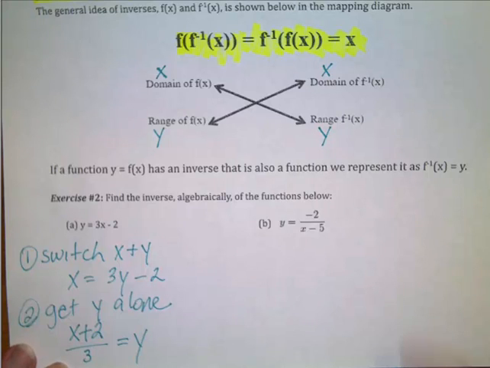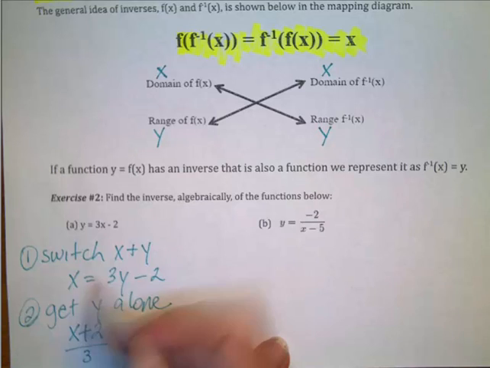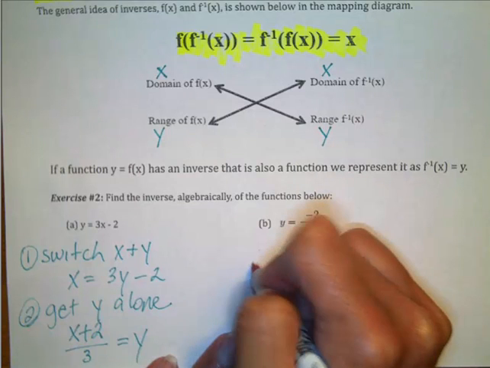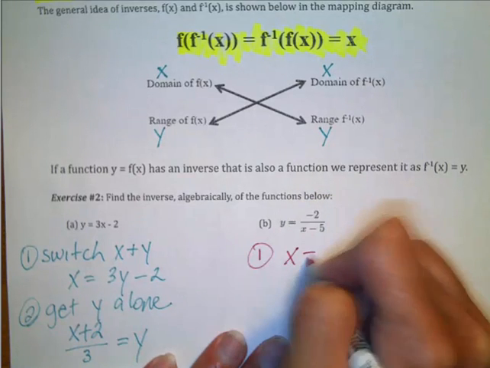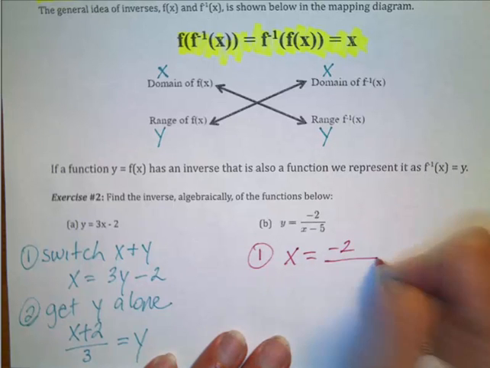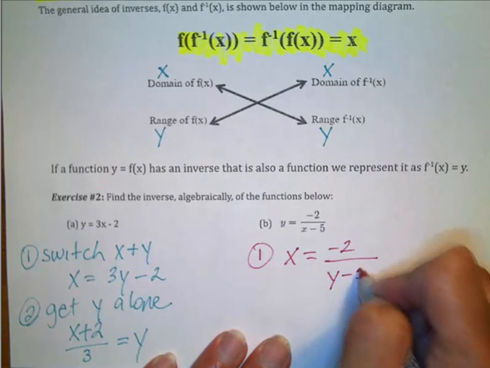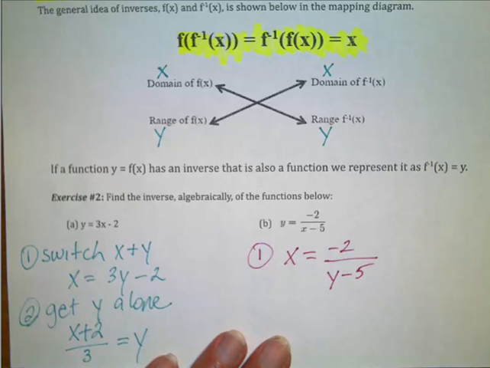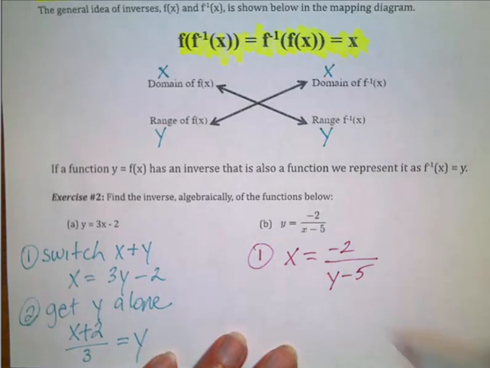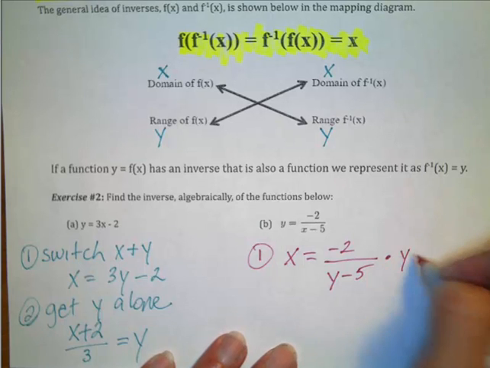Next one, a little bit more difficult. Switch x and y. X equals -2 divided by y minus 5. Now, how do I get y alone? Well, I have to undo divided by y minus 5, so I'm going to multiply by y minus 5.